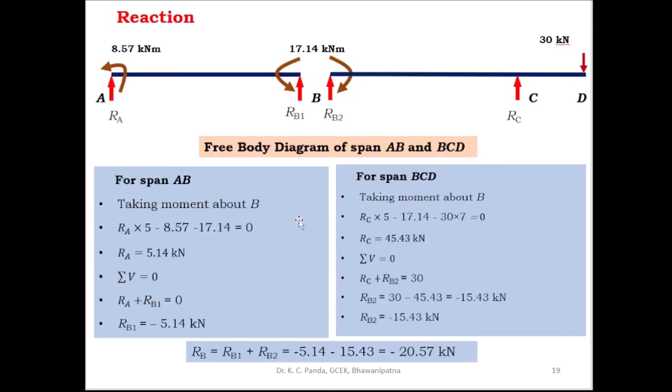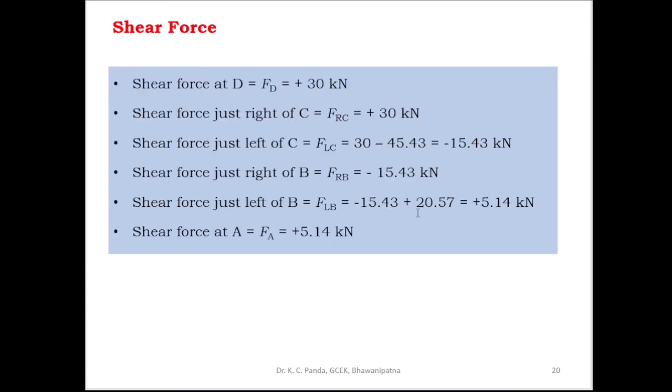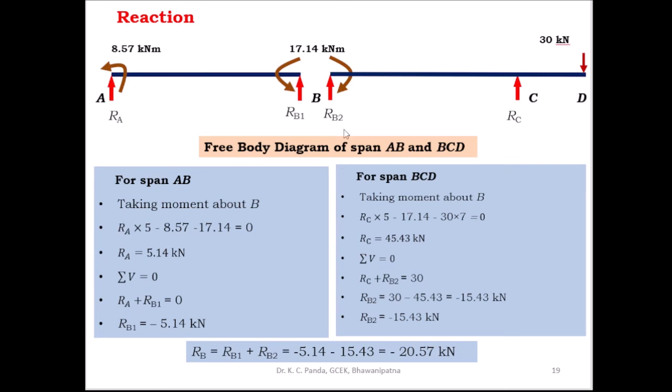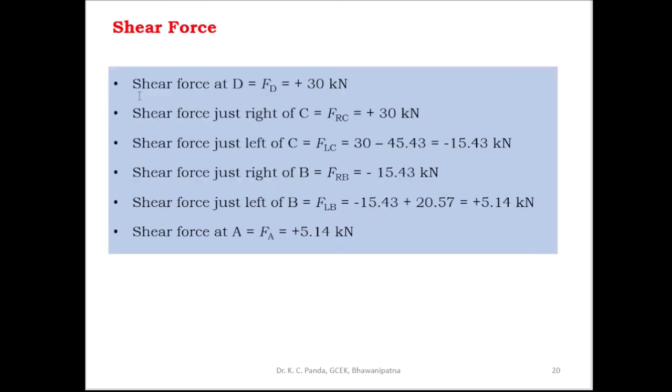Then shear force just left of B. Here you have to take the reaction RB. Reaction RB is equal to minus 20.57 kilonewton, which is a downward force, so plus 20.57. So this is equal to plus 5.14 kilonewton. Then shear force at A is equal to plus 5.14 kilonewton, which is equal to the reaction at A. Then you can draw the shear force diagram.